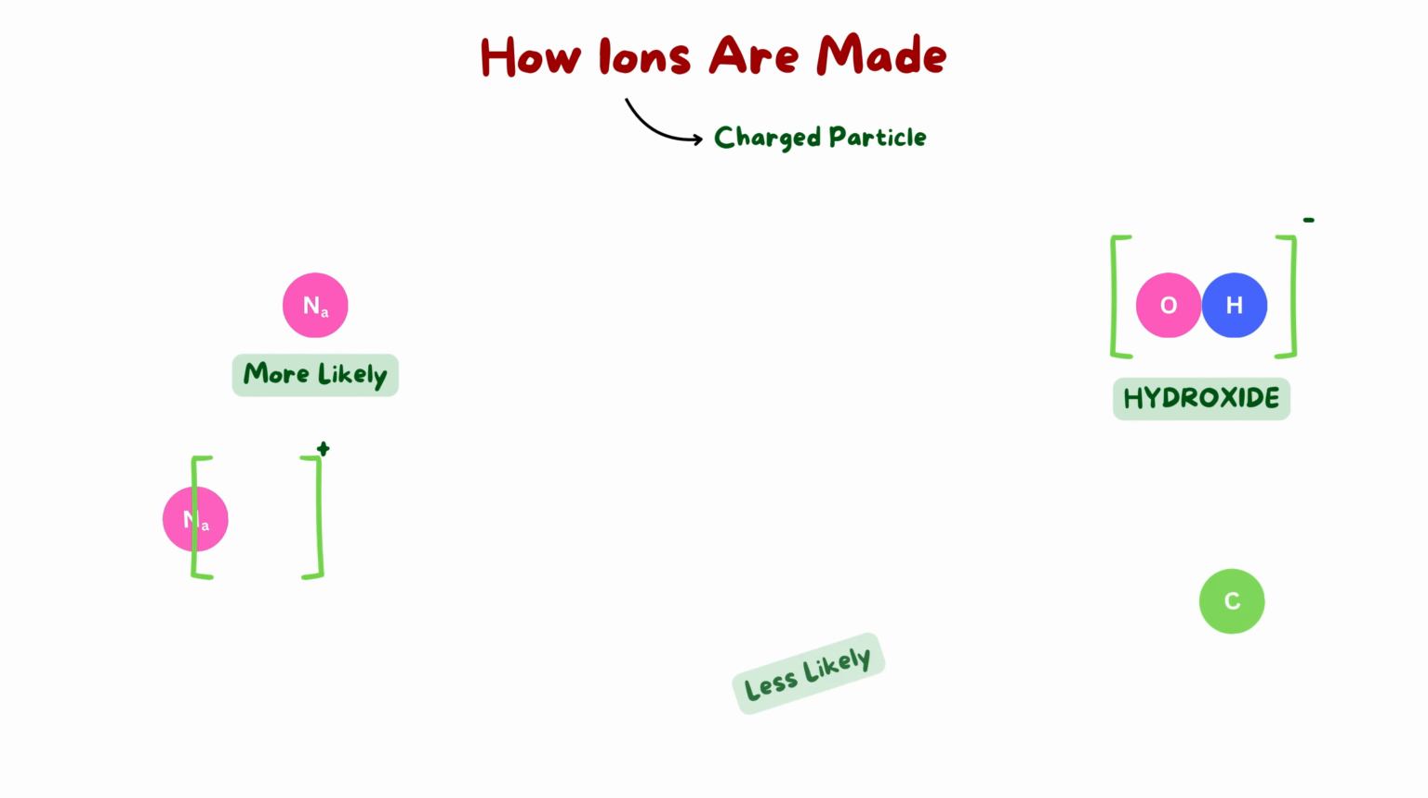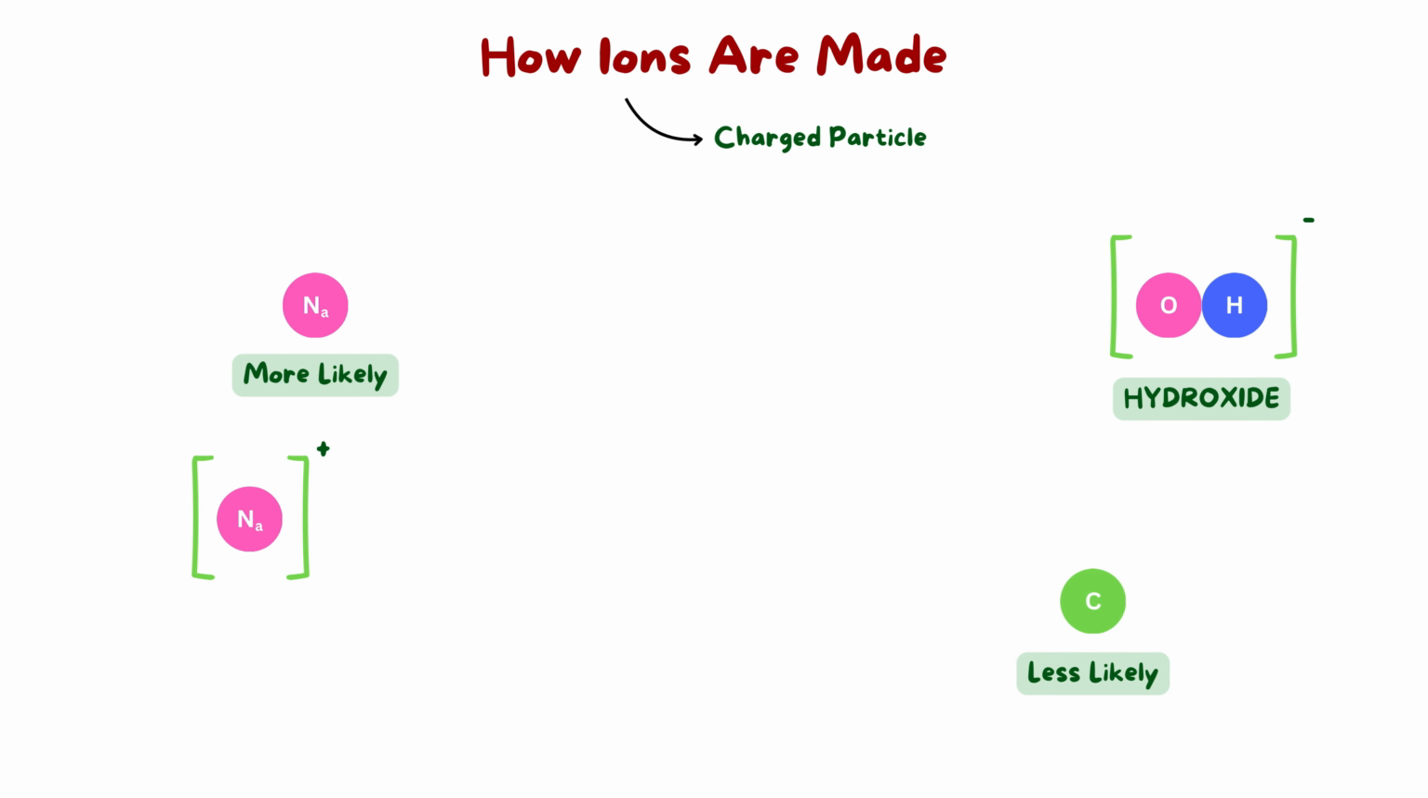In today's video, we're going to explore how ions are formed and understand why certain atoms are more likely to form ions than others. An ion, in simple terms, is a charged particle, which can either be a single atom like sodium ion, written as Na+, or a group of atoms that behave as a single charged unit, such as the hydroxide ion, written as OH-.